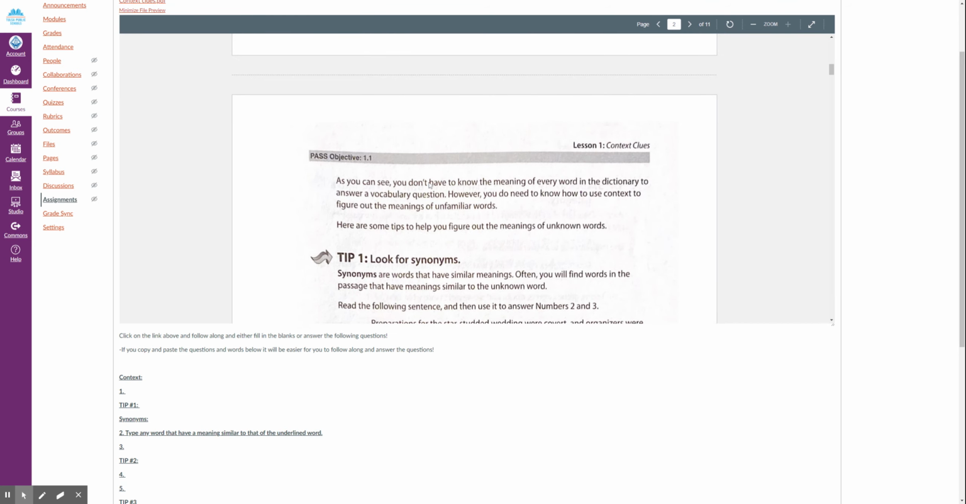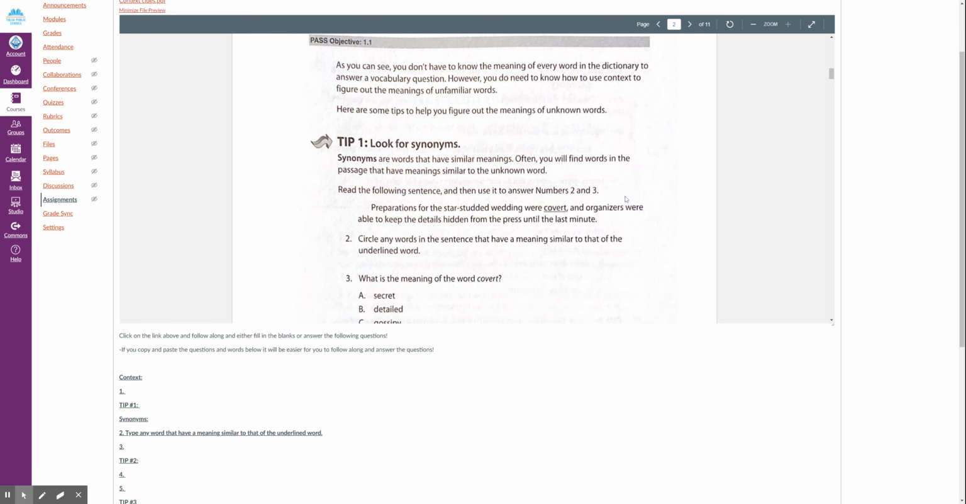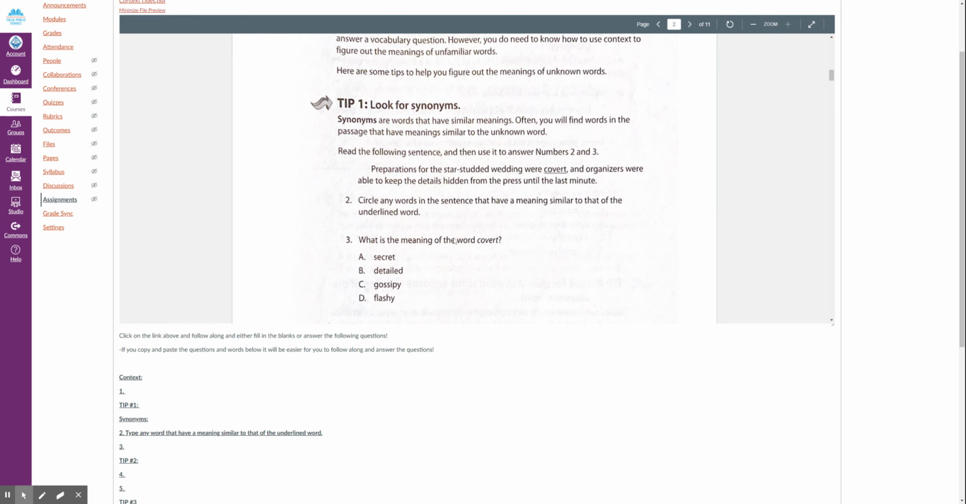So as you can see, you don't need to know the meaning of every word in the dictionary to answer a vocabulary question. However, you do need to know how to use context to figure out the meanings of unfamiliar words. Here are some tips to help you figure out the meanings of unknown words. So now we're going to get into it, guys. All right, so tip number one.